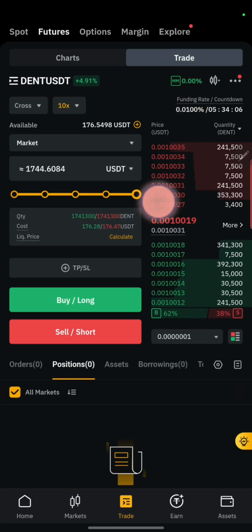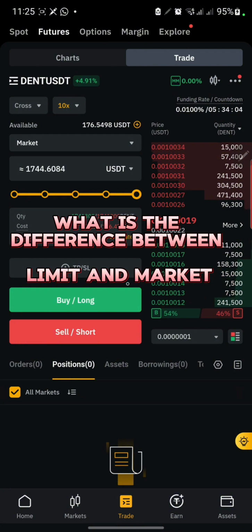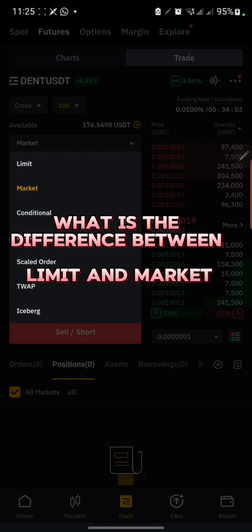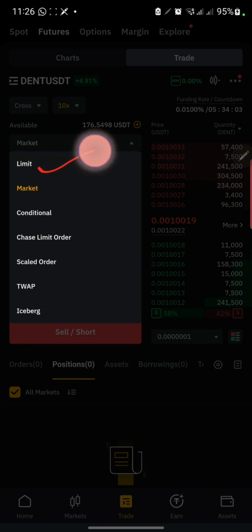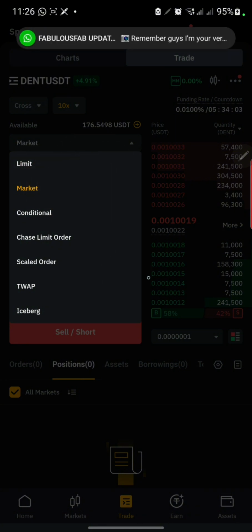Also, when trading futures, you want to understand the difference between limit and market orders. Let me quickly explain it.